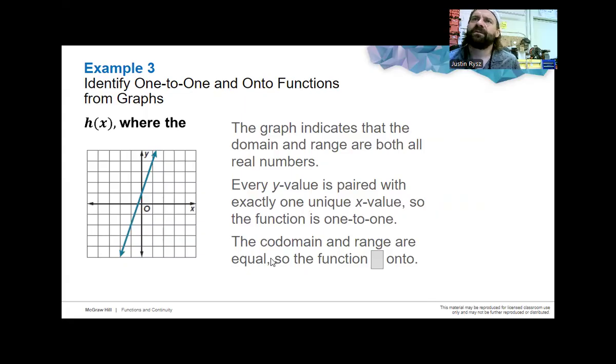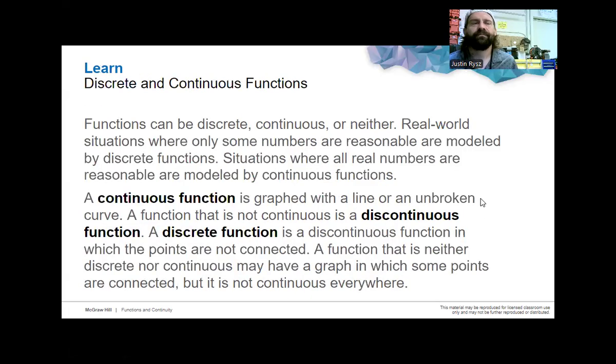All right. So this graph here, we're looking at the domain and range. The domain is all real numbers because that would go all the way to the left and all the way to the right. The range is all real numbers because it goes all the way down and all the way up. Each y value is paired up with exactly one x value. So it is 1-to-1. And the codomain, all real numbers, is the same as the range, all real numbers. So it is onto.